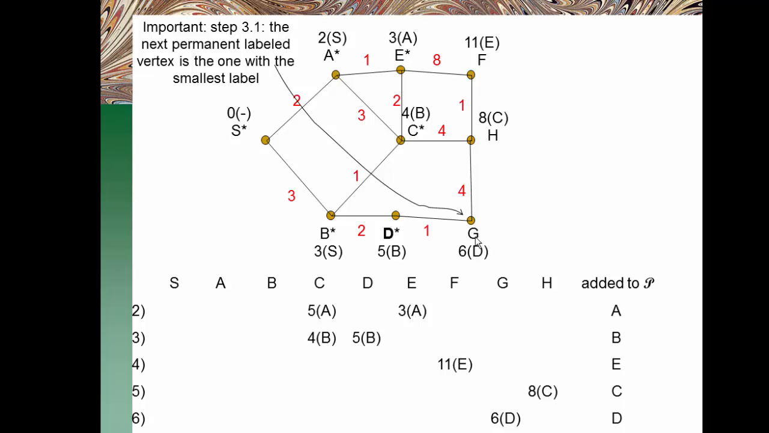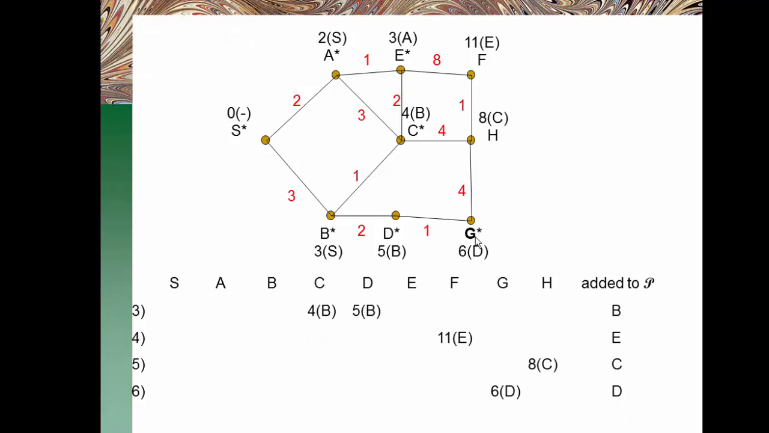Again, back to step 3.1. G now has the smallest label. At G, we look and find the adjacent vertex H. At H, we compare the current label with the candidate. The candidate is 6 plus 4. We don't replace.